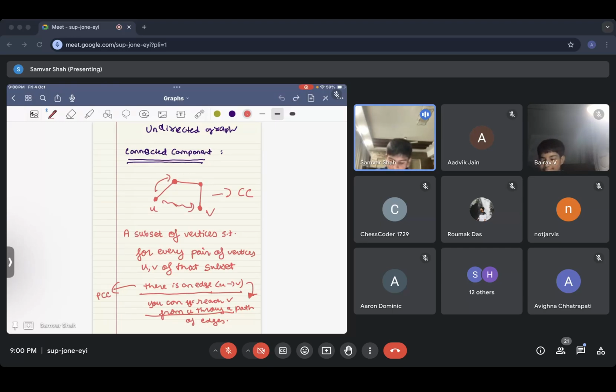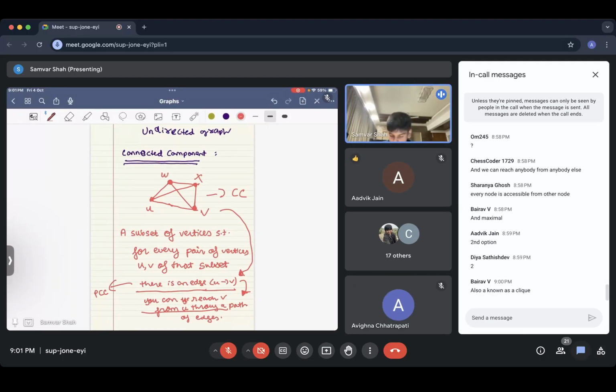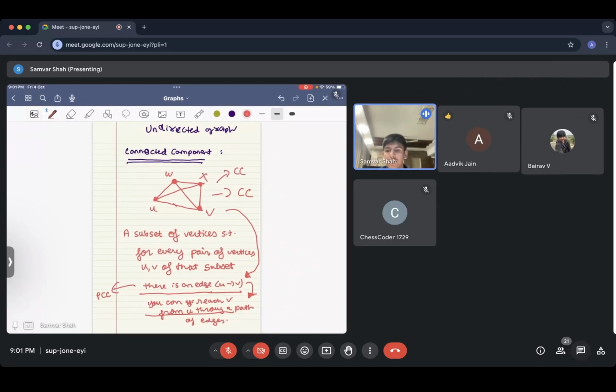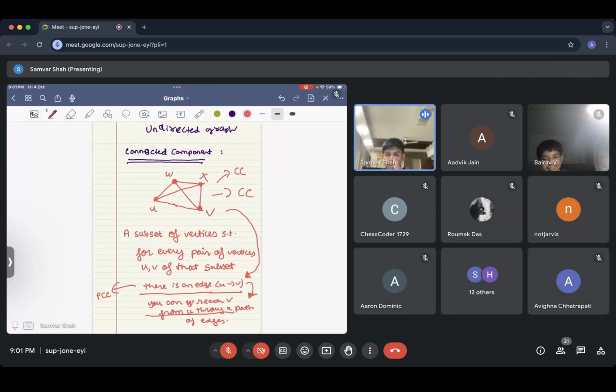But in the case where you had an edge from here to here, an edge from here to here, and an edge from here to here, let's call this W and let's call this X, do you see how this is this? For every pair, there's a direct edge. So this is also a connected component. This is definitely a connected component, but it's a special case, called a clique or a perfectly connected component. So that's defining what a connected component is.